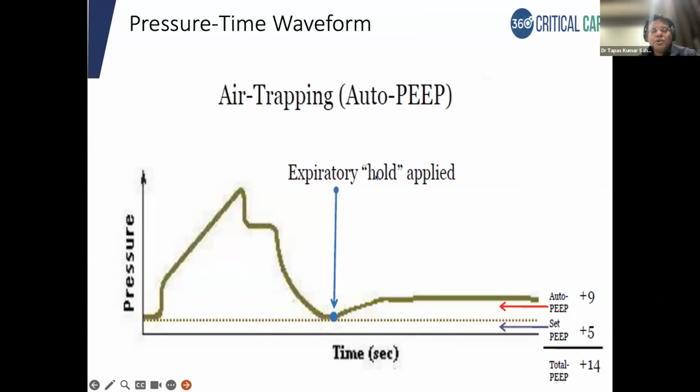Now here, when I'm doing the expiratory hold maneuver, I am getting the PEEP here. This expiration is now almost in the plateau phase, and you are getting +9 here. So that is the auto PEEP. If you are not getting it, that means there is no auto PEEP. So your set PEEP is +5 and your auto PEEP is +9. So total PEEP is 9 + 5, 14.